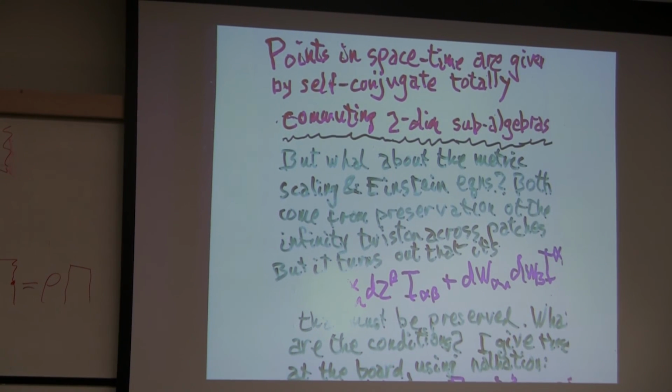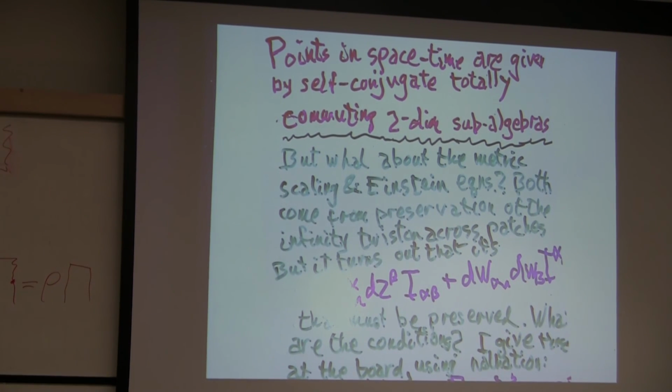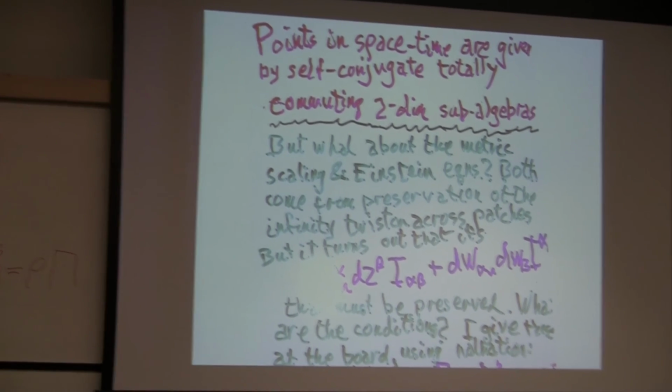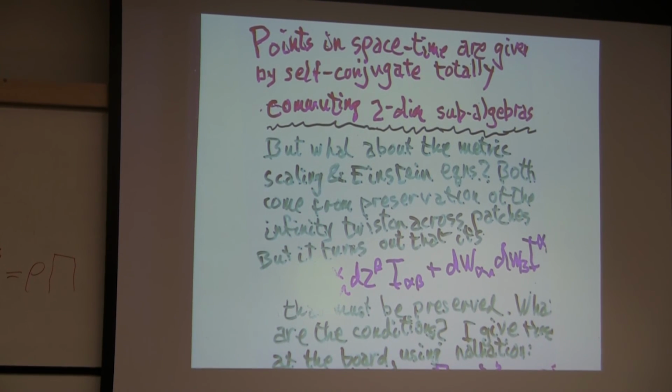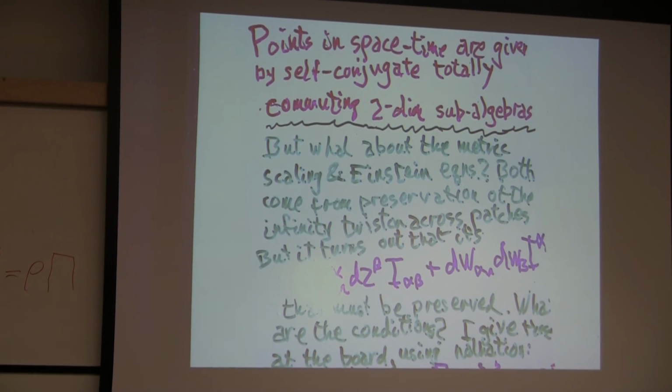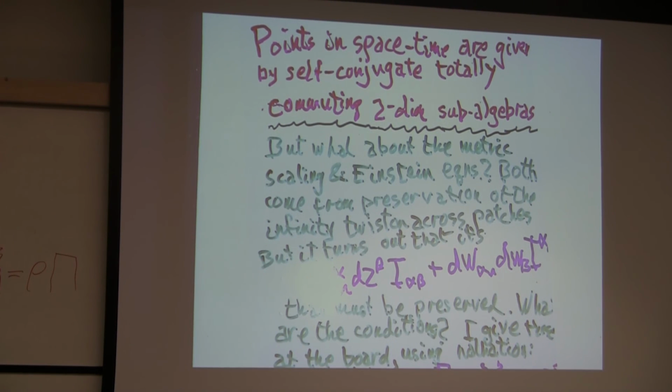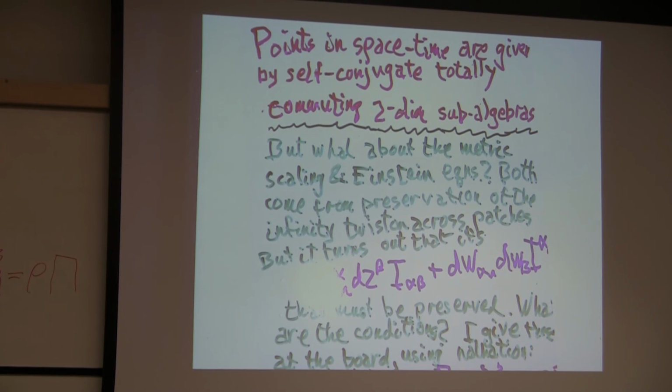What's a point in this space? Well, you see, the analog of the Riemann spheres and the holomorphic thing in the old construction, the nonlinear graviton construction. What's the analog of it here? Well, you've got to find something in the algebra which corresponds to a point in space-time.